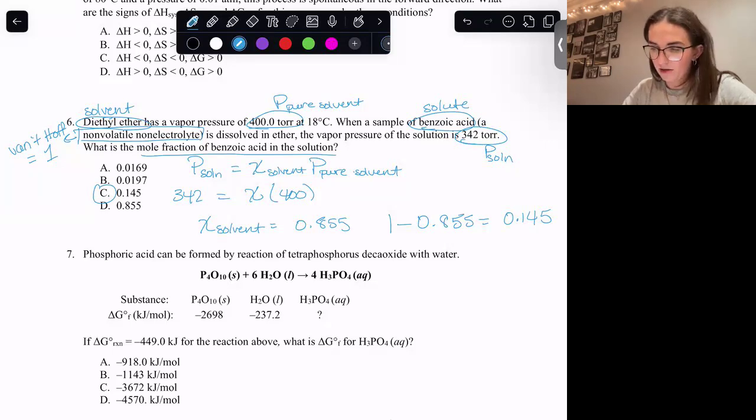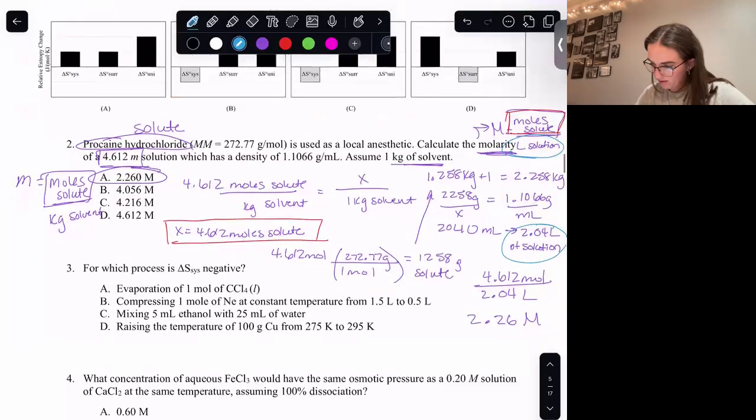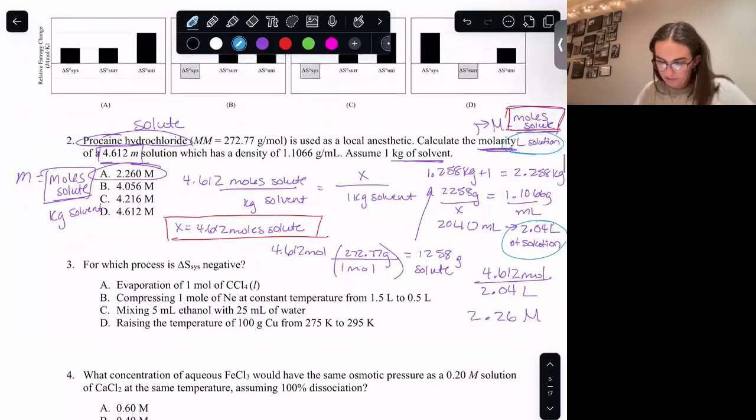Does that help with question 6? Great. Okay. And then question 2. Okay.